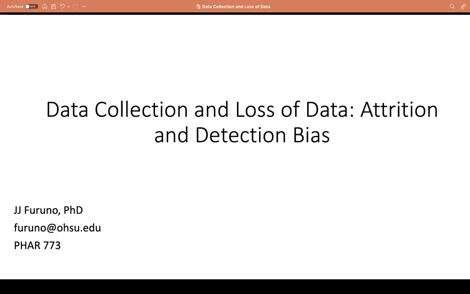Hey everyone. This lecture is going to cover data collection and loss of data, and specifically what we're concerned about in randomized controlled trials are attrition and detection bias.